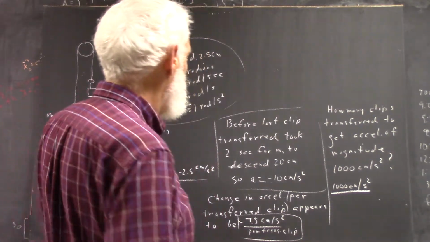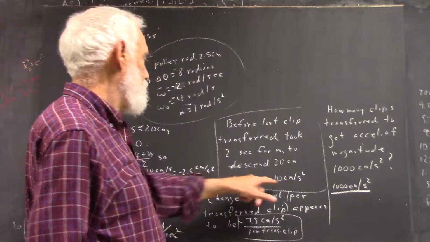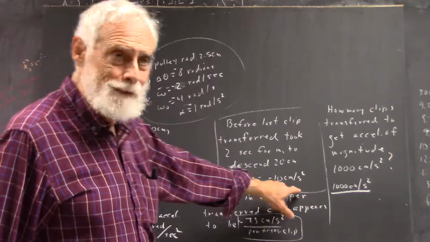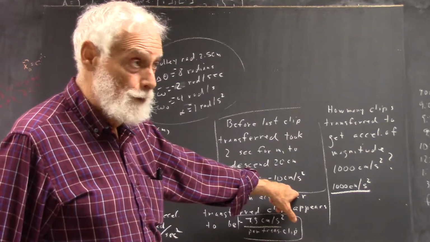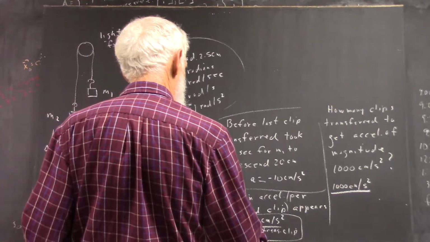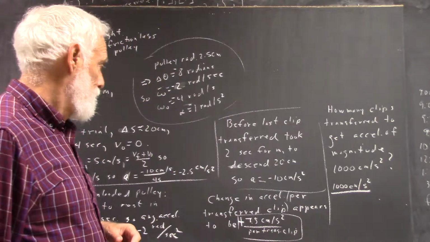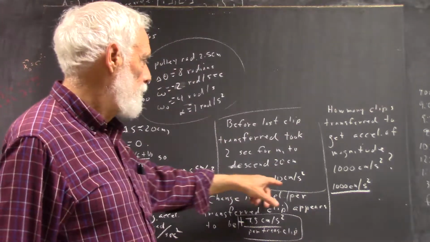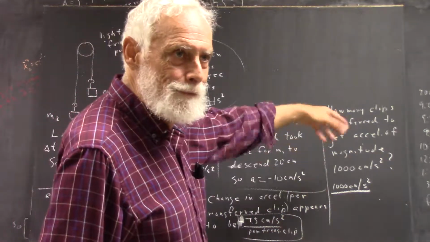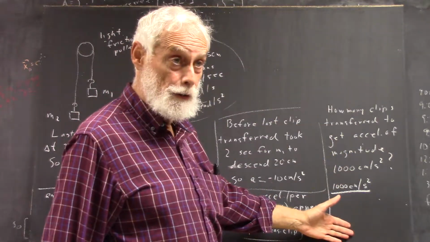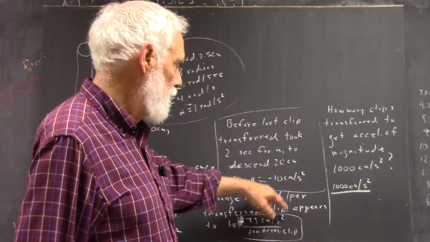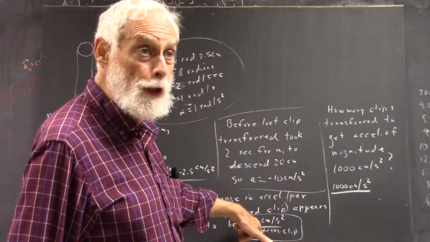Okay, well, per clip, it looks like one clip gives us a change in acceleration of 7.5 centimeters per second squared, which is the difference from this to this, right? I said negative 7.5, it's actually positive 7.5. Forget what I said; I'm just talking about the magnitude of the change. The magnitude of the acceleration is 7.5 centimeters per second squared per transferred clip, right?